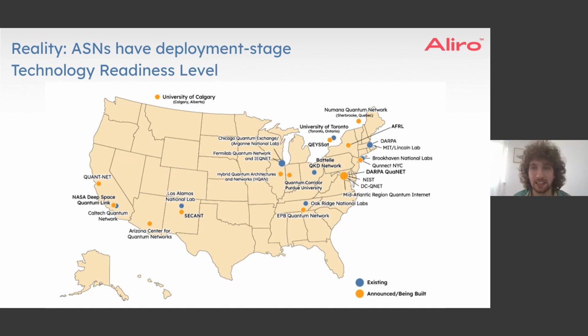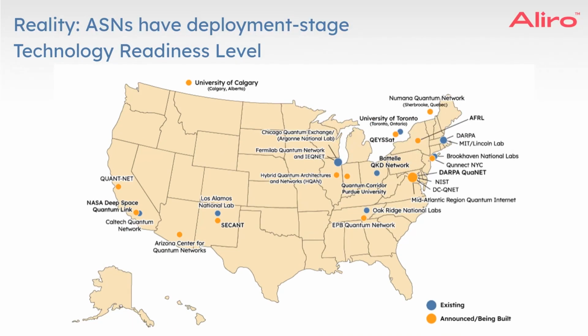Some of the ASNs on this map are used, at least in part, for advanced secure communications, such as DARPA QuantNet, distributed quantum computing, such as QuantNet and AFRL, distributed quantum sensing, such as Chicago Quantum Exchange. Some are used, at least in part, as commercial testbeds, such as Brookhaven National Lab and EPB, and many are used for multiples of these use cases.